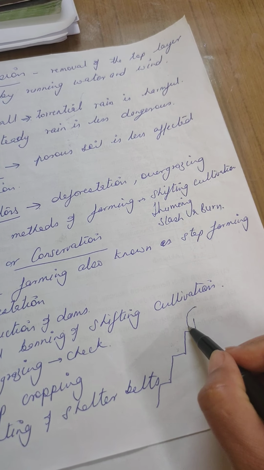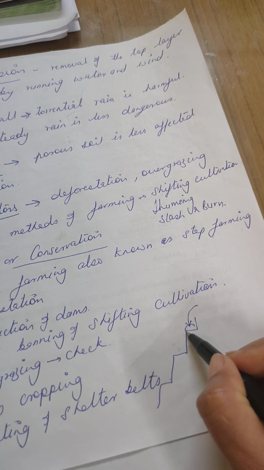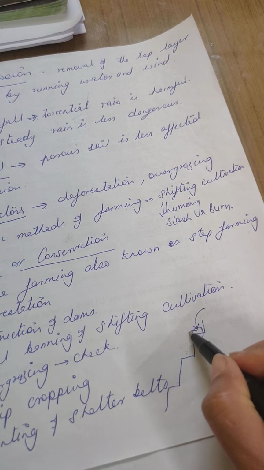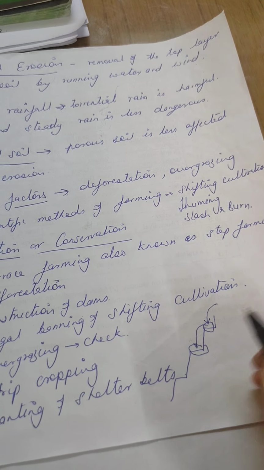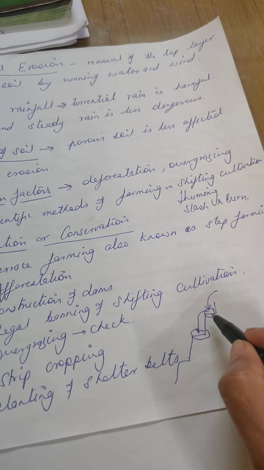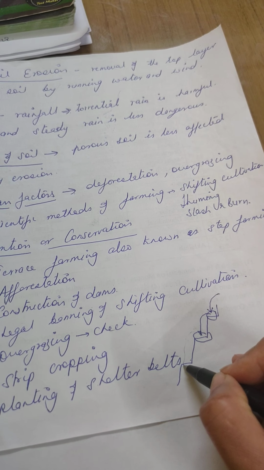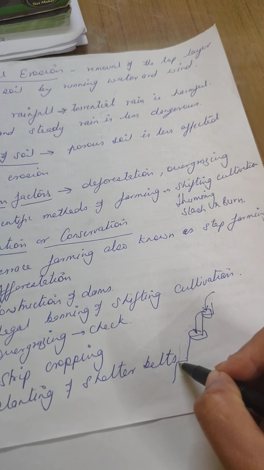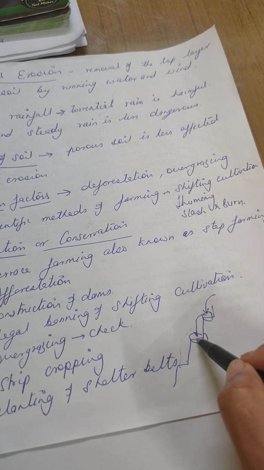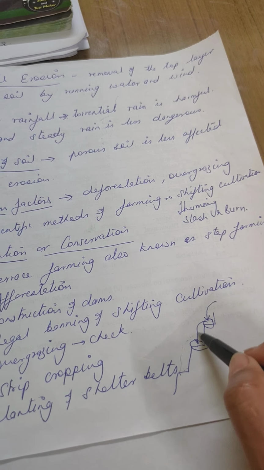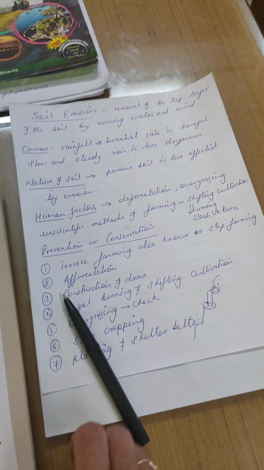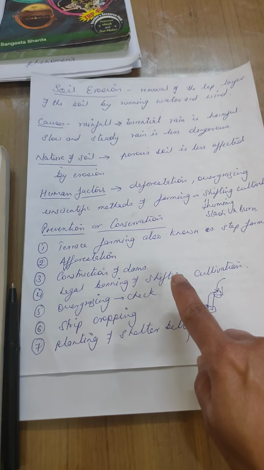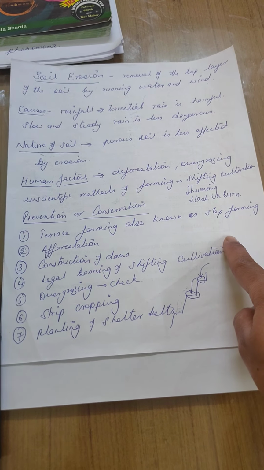When the water falls here, a certain amount of water gets absorbed here and then goes further, and gets absorbed here. Two things happen. One, the speed of the water gets arrested because the steps are made. And two, when the water is absorbed, less water flows down and therefore less erosion happens. So this is called terrace farming, which is also called step farming.